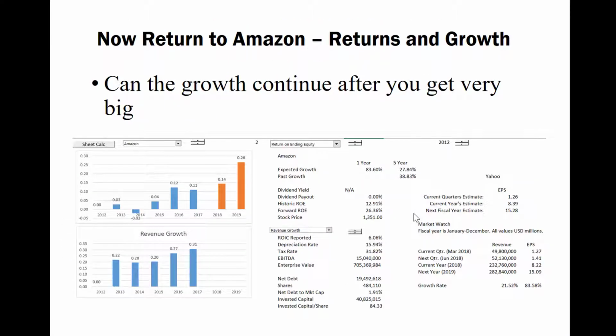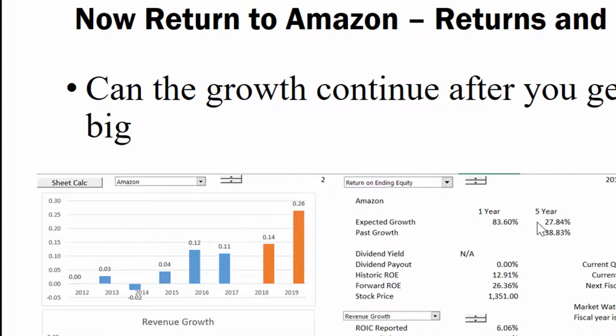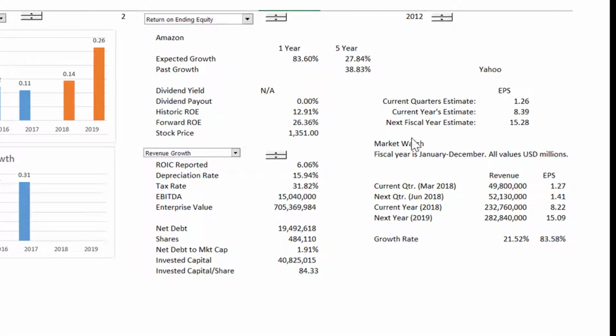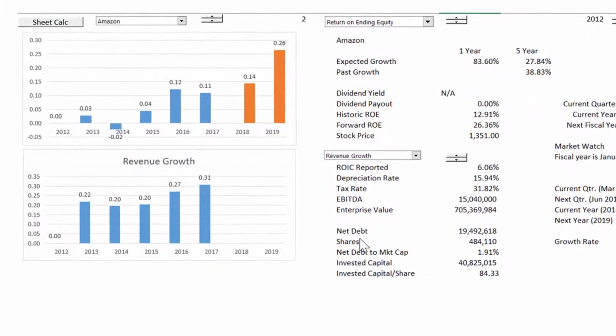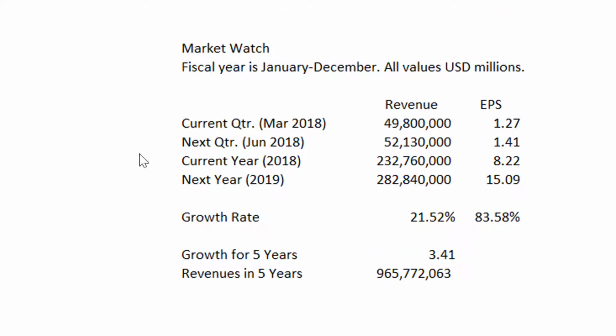Now let's look at Amazon. Here's what people are saying about Amazon. They're saying it's going to grow by 27%, the earnings. Next year, the revenues, this is from MarketWatch. It's so cool. You can just click on this and get this stuff, isn't it? Maybe you don't like it. And then I can put the revenue growth. So how fast is it going to grow in the future? That's going to be our big task when we get to the corporate model.